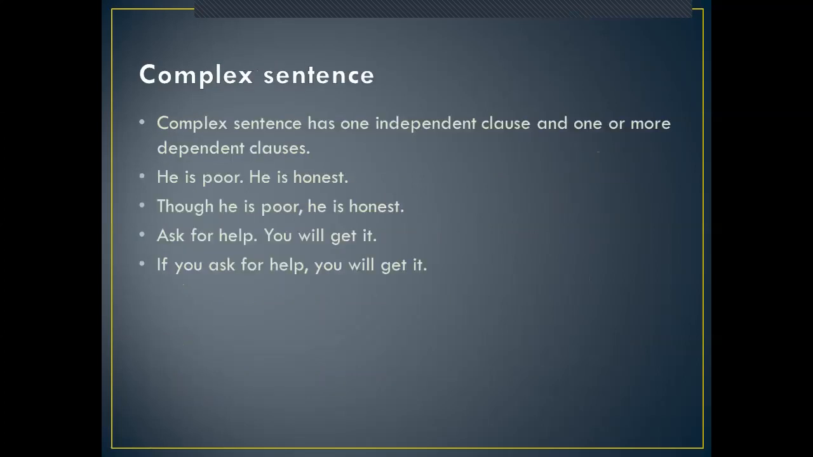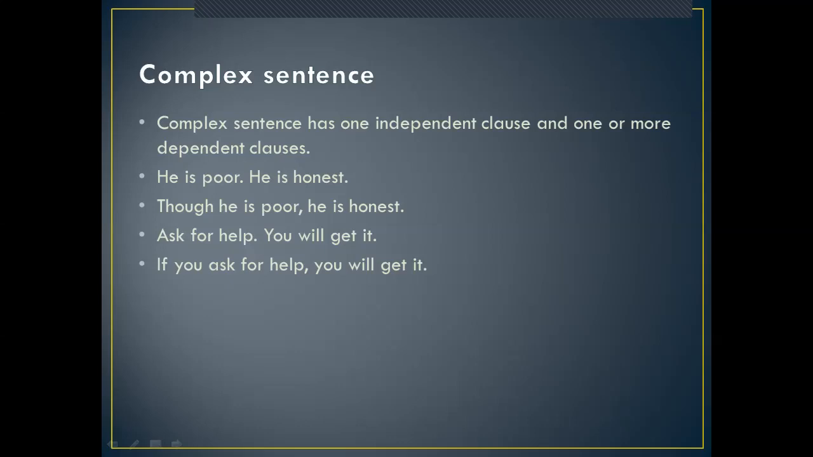Now let us see what a complex sentence is. A complex sentence has one independent clause and one or more dependent clauses. In a complex sentence, one independent clause is compulsory and one or more dependent clauses will be there, either one or more than one. Let us see here: he is poor, he is honest. Let's combine these two sentences. Though he is poor, he is honest. Though he is poor is not an independent clause. This is a dependent clause. And he is honest is the independent clause.